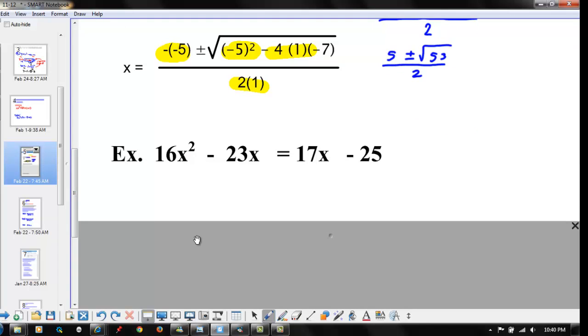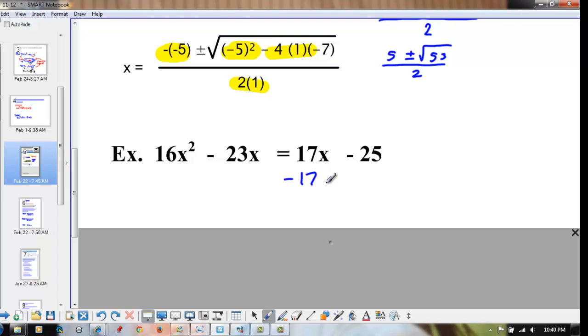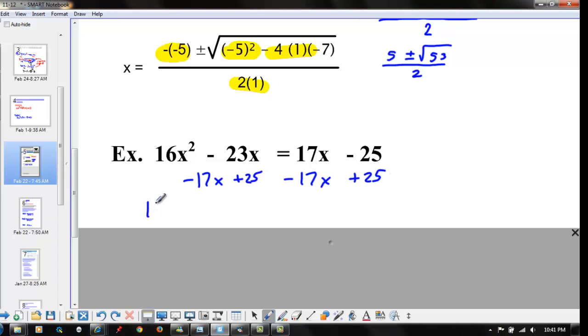This one says 16x squared minus 23x equals 17x minus 25. So let's combine like terms so we can get it into standard form. If we subtract 17x from both sides and we add 25 to both sides, we would end up getting 16x squared minus 40x plus 25 equals 0.